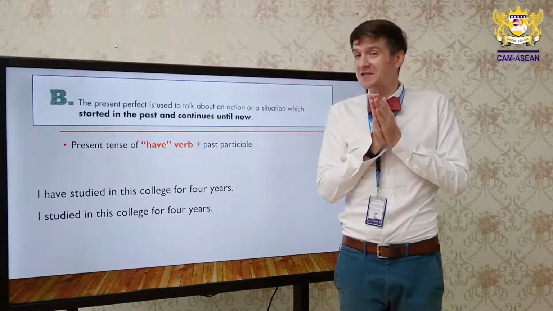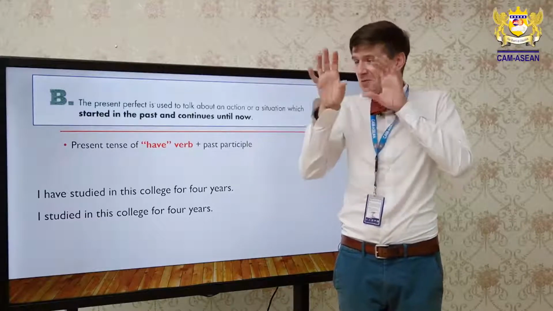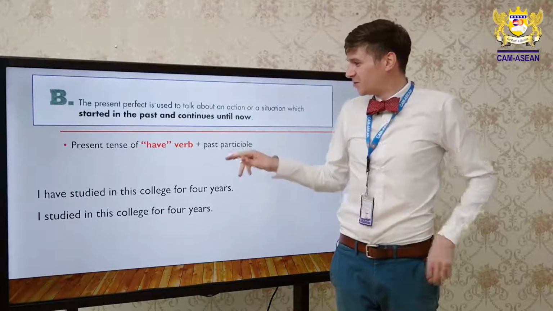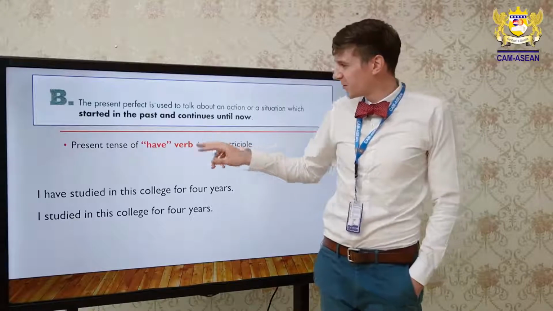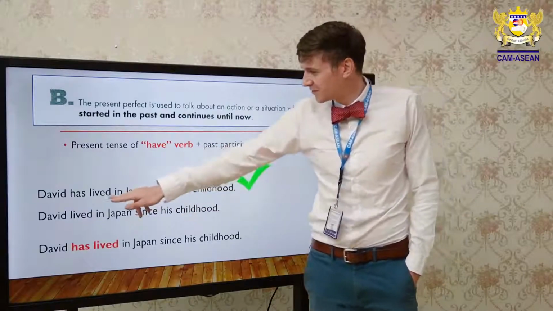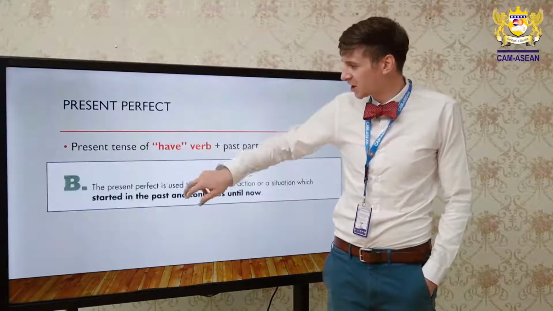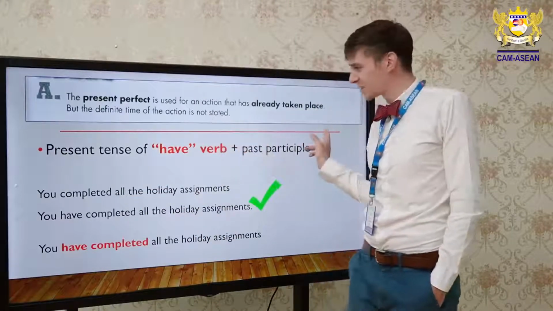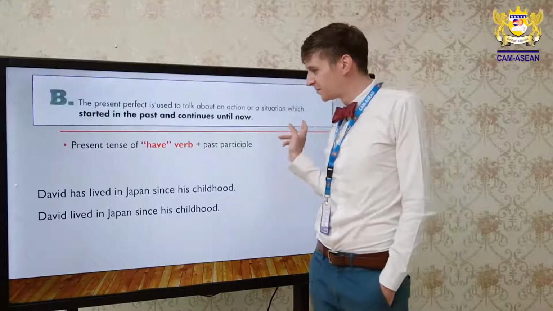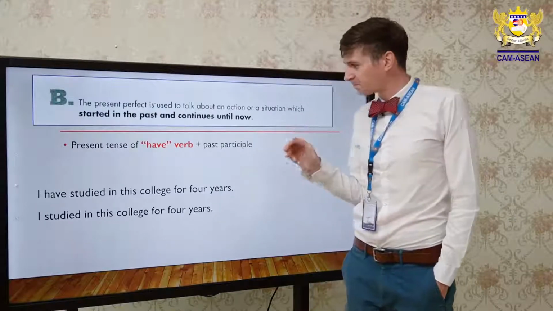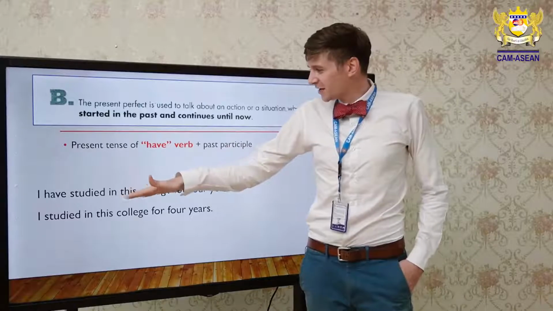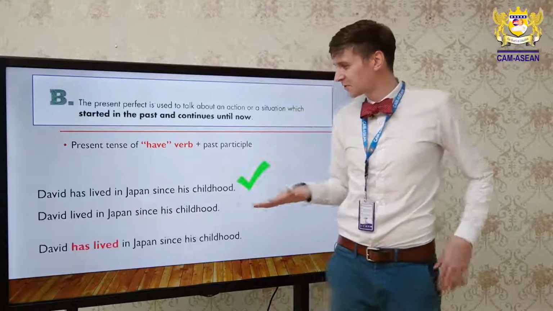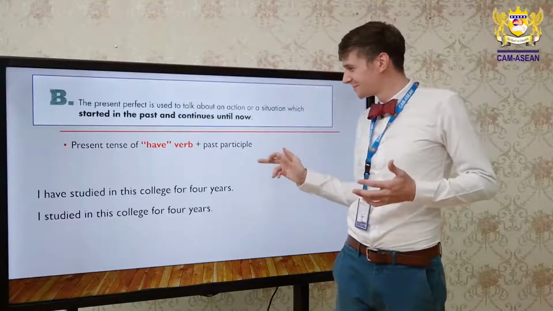Now this should be getting easy for us, right? Because all we're looking for is what it looks like. We haven't mentioned the past participle too often. Lived, it ends in a D. That's good. Completed, it ends in a D. That's good. Past participle, we have that. Let's do another one here. We have, I have studied in this college for 4 years. Or, I studied in this college for 4 years. Oh, there we go.